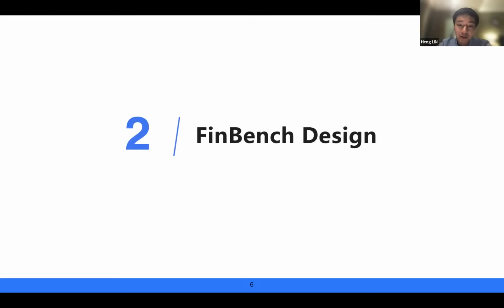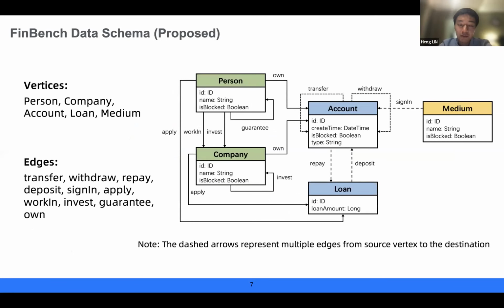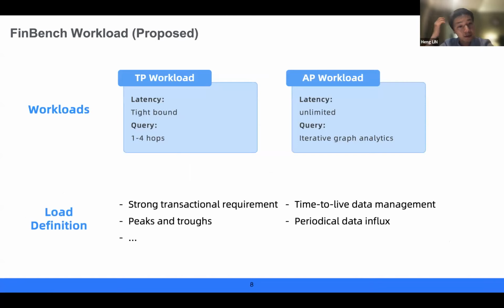For the financial benchmark design, or what we call FinBench design, we have a very early draft. Here we have different vertices: person, account, company, loan, and medium. We also have different kinds of edges. The solid arrow is a single edge, but the dashed one is multi-edges. We can see it has many different characteristics.